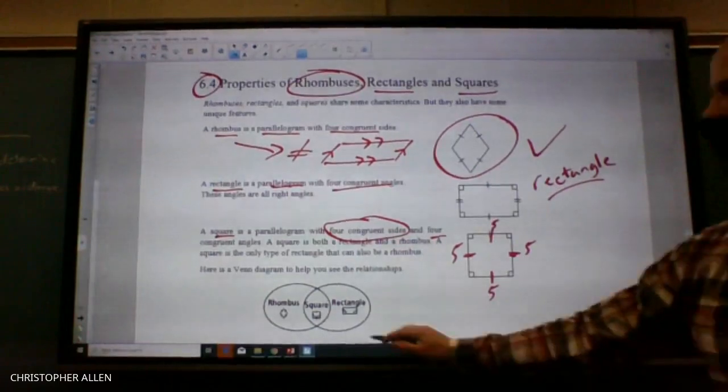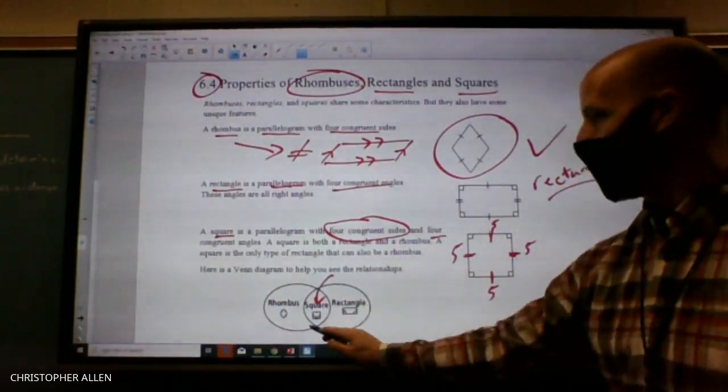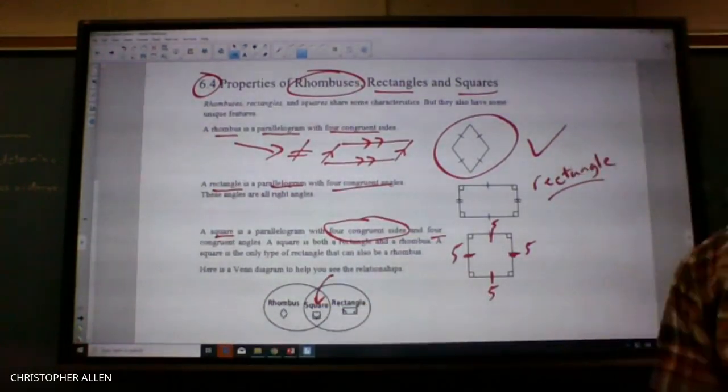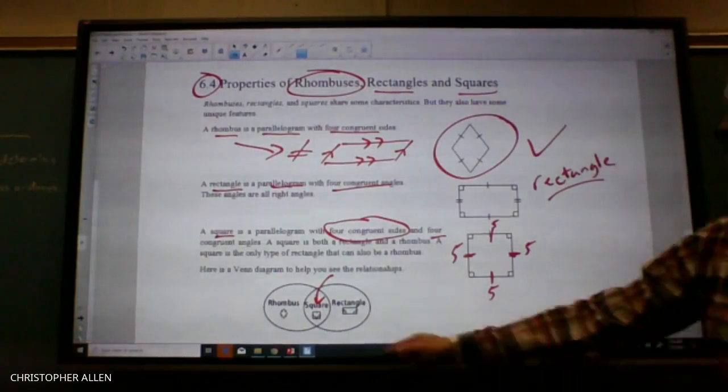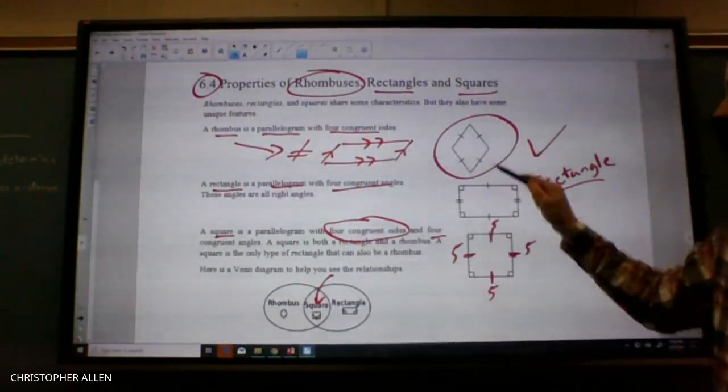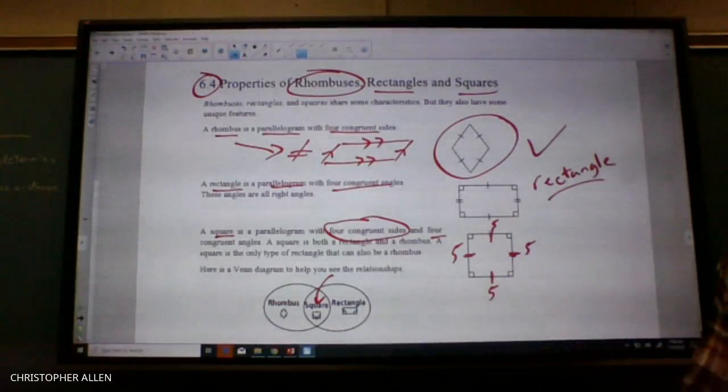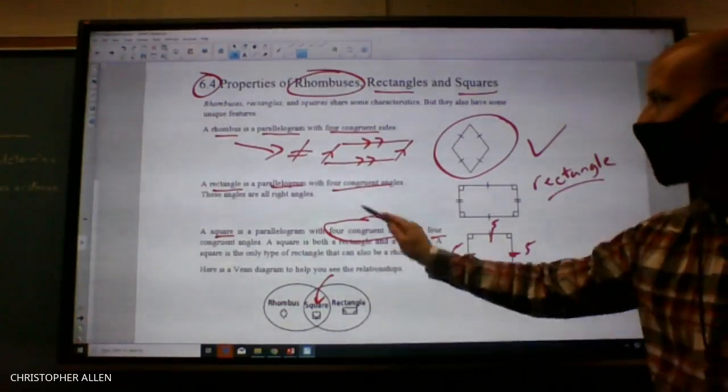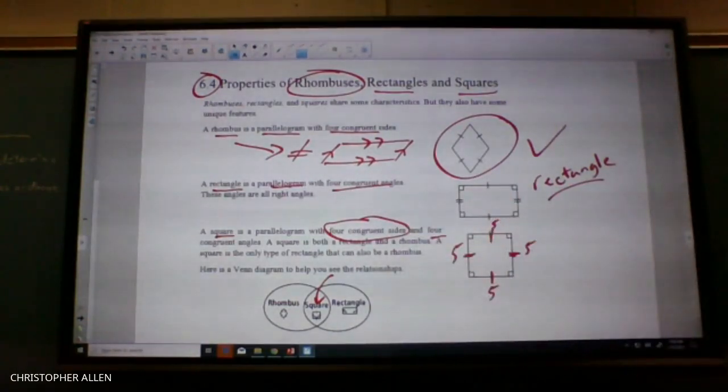So it actually turns out that a square is both a rhombus and a rectangle. Because a rhombus has 4 congruent sides, well, so does a square. And a rectangle has 4 congruent angles, and so does a square.